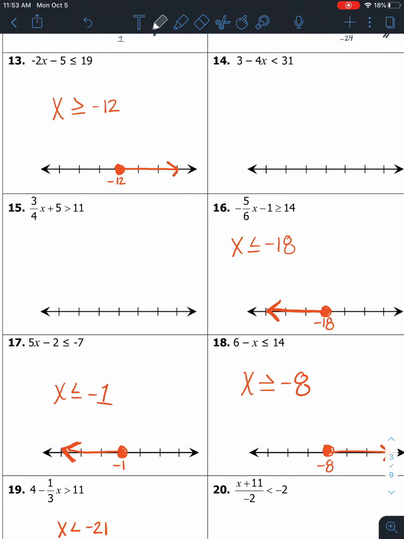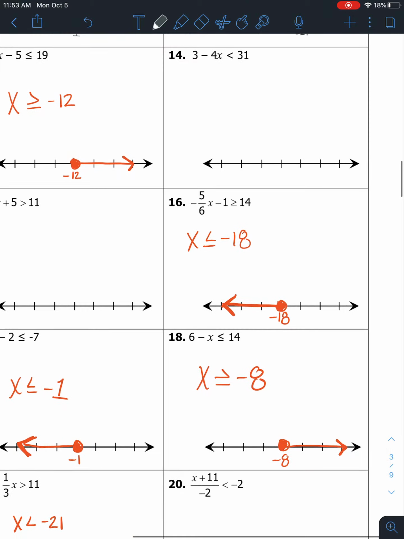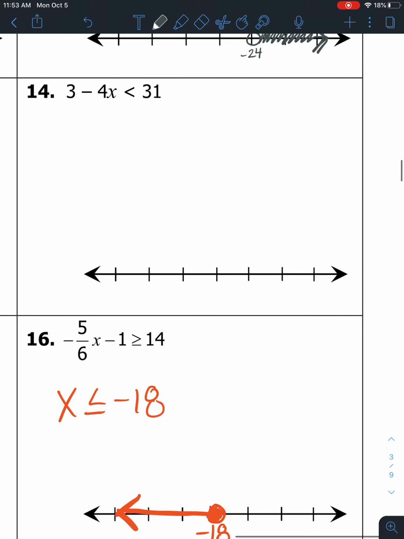13 I've already done for you, so take a moment, work through it, check yourself. If you've got questions, make sure you let me know. All right, here's 14.